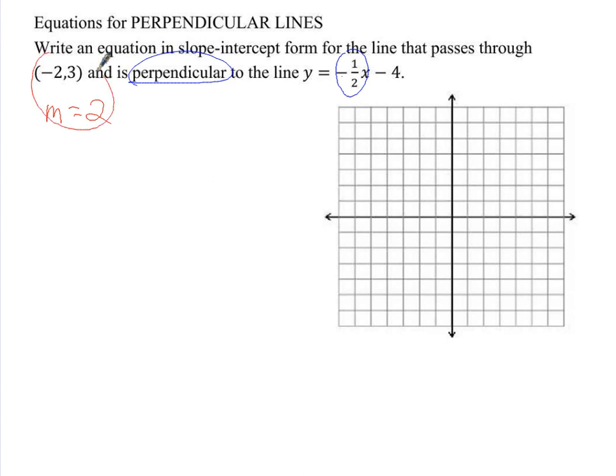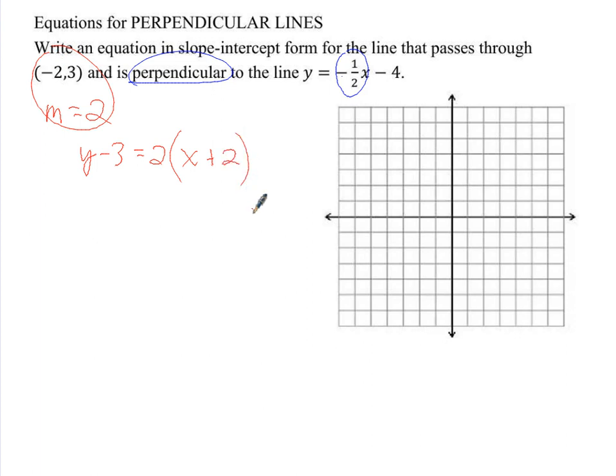And then just like on the last problems, I have a point and I have a slope. What can I do? I'm not asked to graph. Point slope form. So I just write point slope form and I'll have my equation. Times x plus x minus negative 2, which turns into x plus 2.